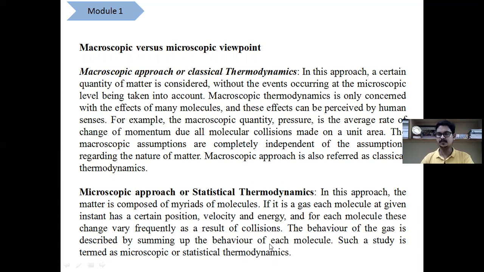So here the behavior of each molecule is studied microscopically. The examples where this microscopic approach is carried out are the study of rarefied gases in rocket technology and in aircraft technology. In all those areas, this microscopic approach is carried out. Whatever approach we will have in our basic thermodynamics course is the macroscopic approach or classical thermodynamics.